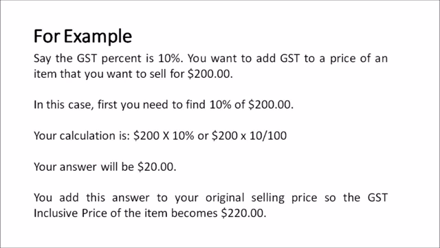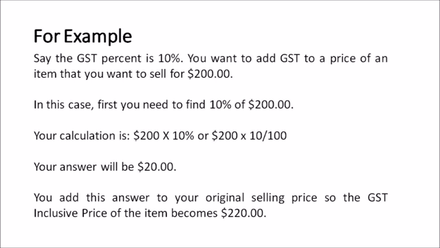Your calculation is simple: $200 multiplied by 10% or $200 multiplied by 10 over 100. Why do we have 10 over 100? Because percentage is always over 100, right? It's any number over 100. So your answer is $20, which means $20 is 10% of $200.